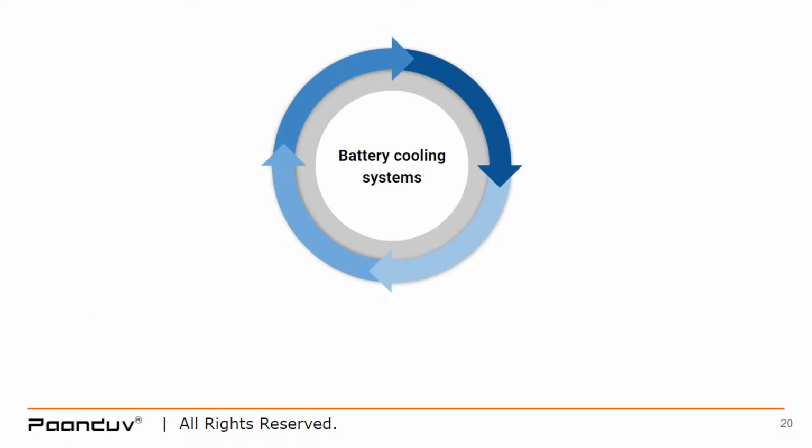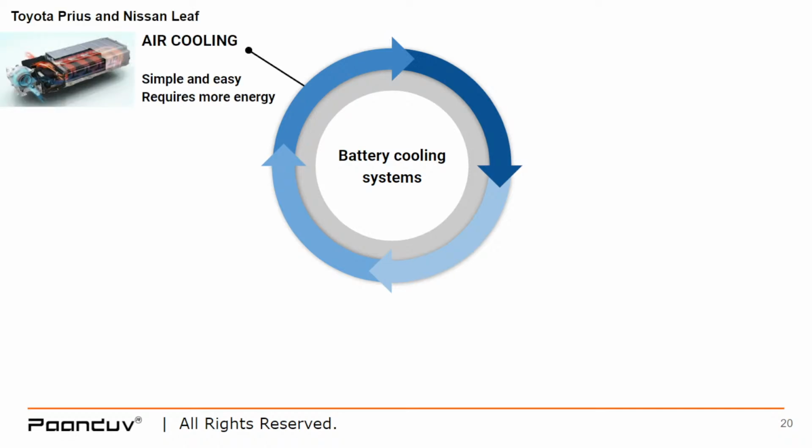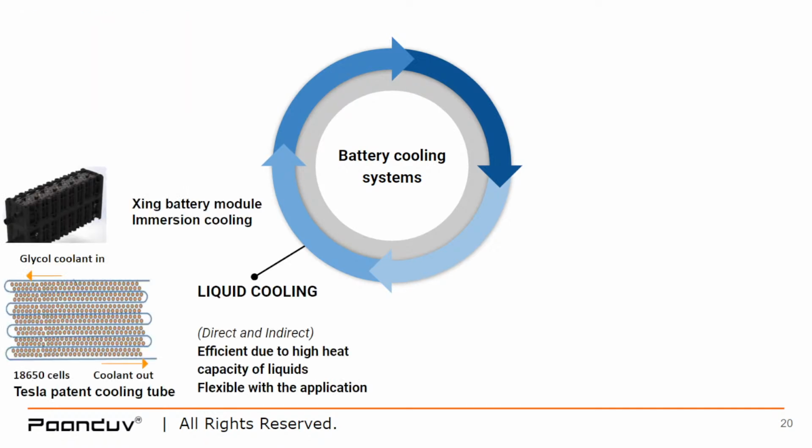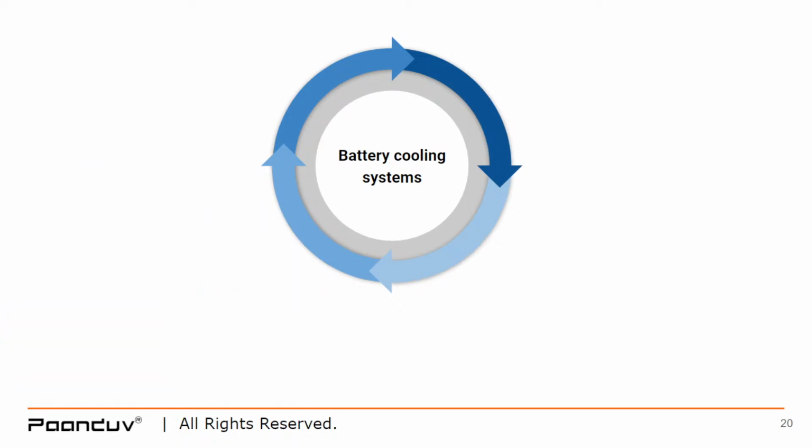Now, some of the battery cooling systems that are available in the market and successfully deployed are shown on this slide. The first mechanism is air cooling, currently deployed by Toyota Prius and Nissan Leaf. It's simple to use, but requires more energy. However, it is typically more useful for slow charging and discharging rates. Liquid cooling, patented by Tesla, is efficient due to the high heat capacity of fluids, and it has flexibility with the application.